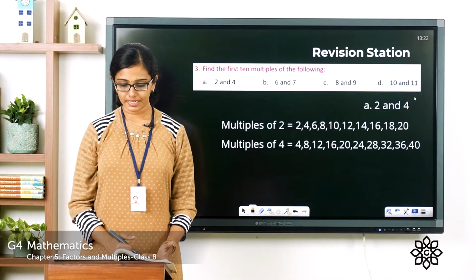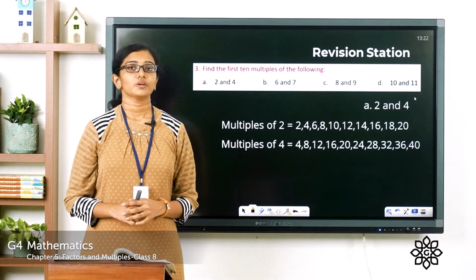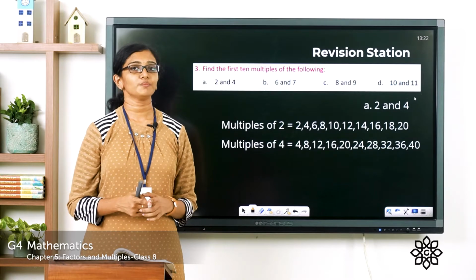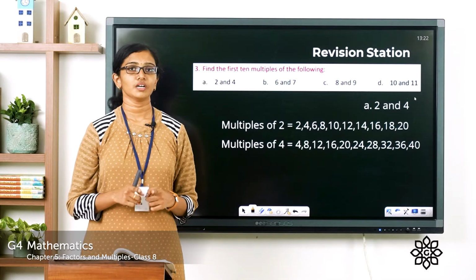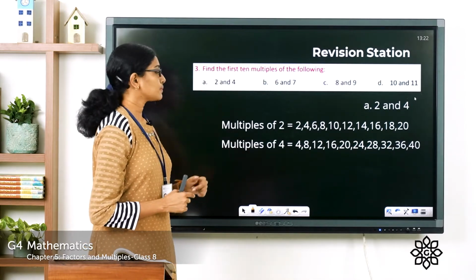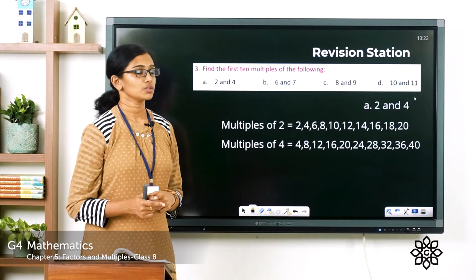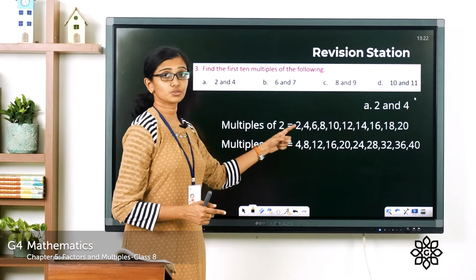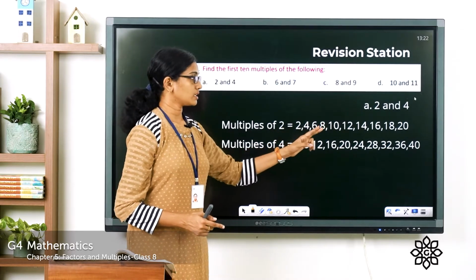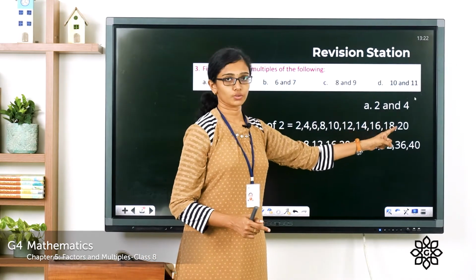Find the first 10 multiples of the following. And the first question is 2 and 4. So, multiples of a number. What are multiples? Multiples of a number are obtained by multiplying the given number by numbers such as 1, 2, 3, 4, etc. So the multiples of 2, let's see here. You are asked to write the first 10 multiples. So the first multiple of 2 means 2 ones are 2, 2 twos are 4, 2 threes are 6. Similarly, up to the first 10 multiples, which means 2 into 10, or 2 tens are 20.